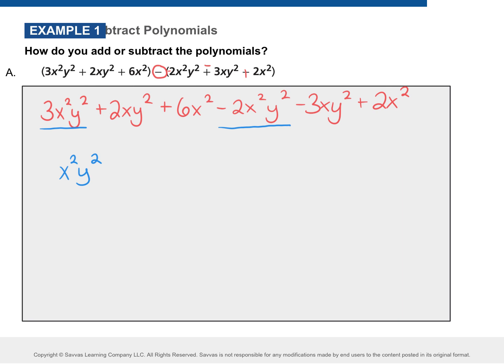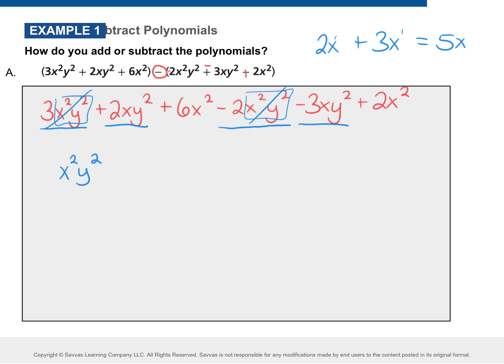Since it's a like term, if we combine 2x plus 3x, what is my answer here? 5x. Did we add the two exponents together? No. Since it's a like term, these are going to stay the same. Okay? Now let's focus on 2xy squared. What's a like term of that?